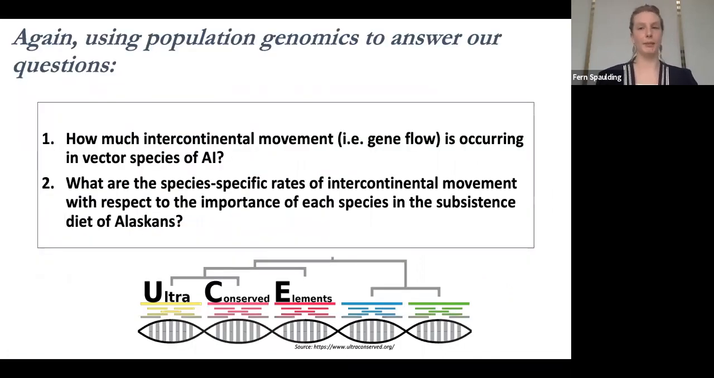Again, we can use population genomics to answer our questions. And our questions are, how much intercontinental movement, i.e. gene flow, is occurring in vector species of avian influenza? And our second question is, what are the species-specific rates of intercontinental movement with respect to the importance of each species in the subsistence diet of Alaskans? Again, using UCEs as a molecular marker.